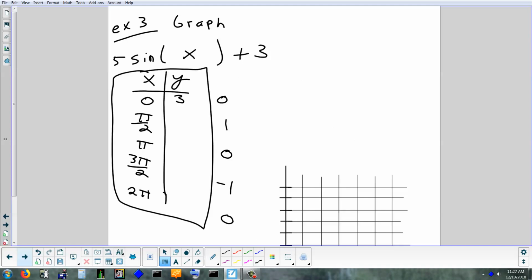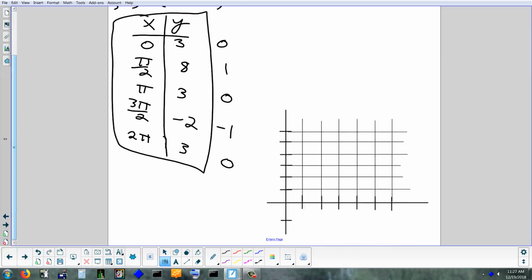8. Yep, that would be 8. The next one we already have from up above. The next one, negative 1 times 5 plus 3, negative 2. And 0 we already have. So the numbers look a little weird, but if we graph them, it should come out okay.